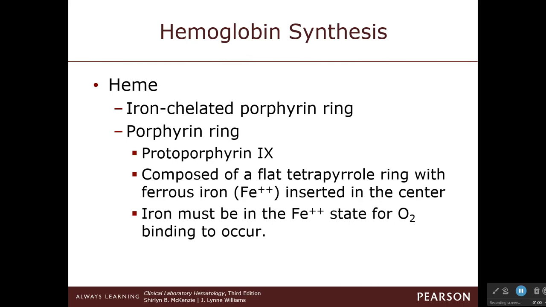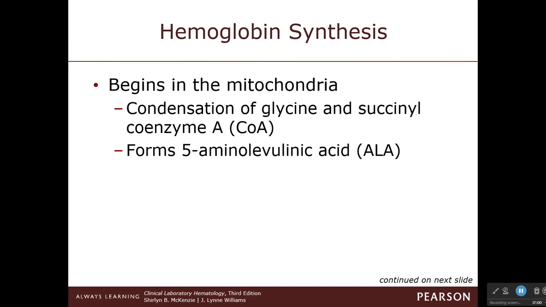So heme, that protoporphyrin ring, is composed of a flat tetrapyrrole ring, and I'll show you what this looks like, and then it has a ferrous iron in the center of it. This iron must be in the ferrous state for oxygen to bind to it. If it isn't, oxygen will not bind to iron 3. All this begins in the mitochondria. This is the important part I want you to know.